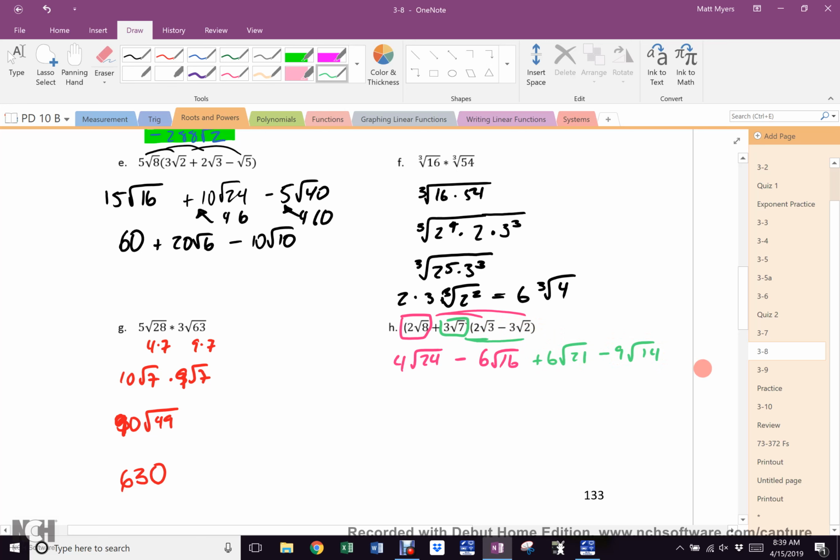And all the multiplying is done. What's the only thing left? Simplify if possible. Can I simplify that? 4 times 6. So what is it? 8 root 6. Minus, what's that? 24. Because the square root of 16 is 4. What's that? Stays the same. Why? No pairs. 3 times 7. What's that? Stays the same. Why? No pairs. 2 times 7.